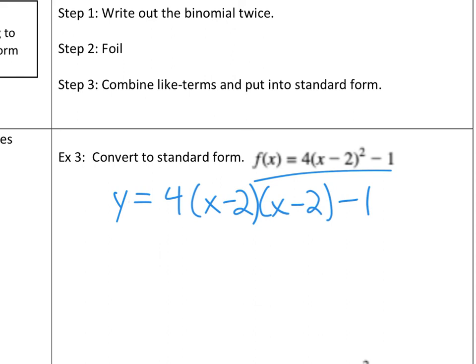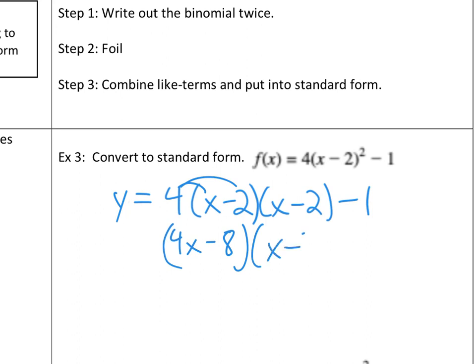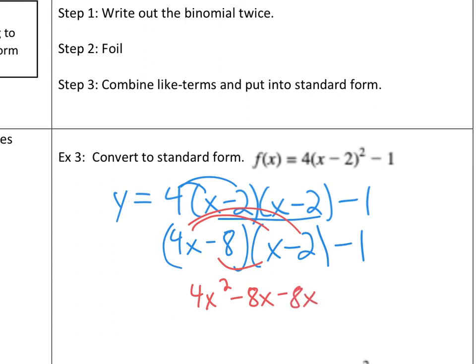Okay, so when we do this, I just got to FOIL this out. So now I have this. You could have FOILed these two first as well, because we know we can do multiplication in any order. 4x times x is 4x squared. 4x times negative 2, negative 8x, negative 8 times x, negative 8 times negative 2, minus 1.